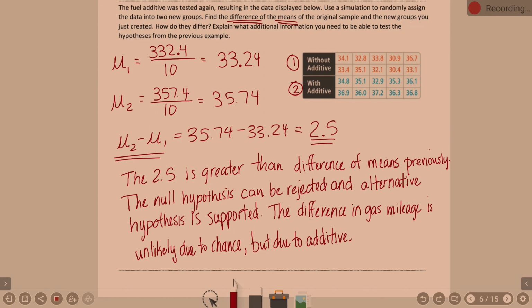Okay, so I've written down that 2.5 is greater than the difference of means previously. The null hypothesis can be rejected, and alternative hypothesis is supported. The difference in gas mileage is unlikely due to chance, but due to the additive. I should say likely due to additive.